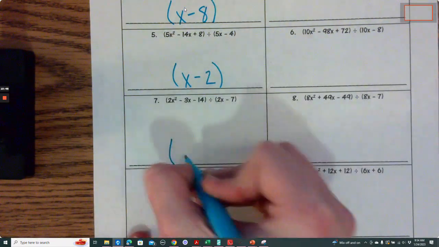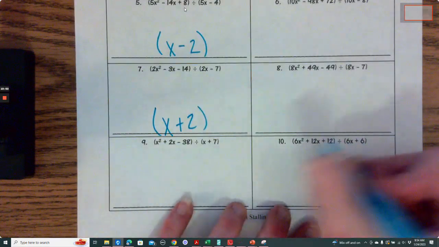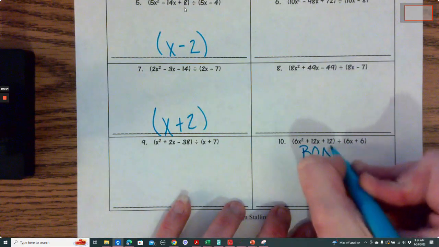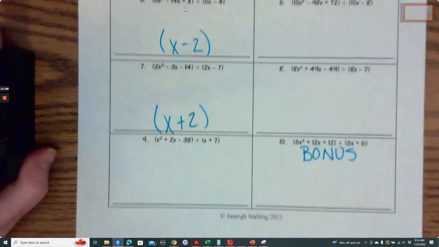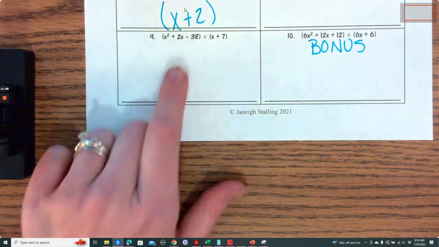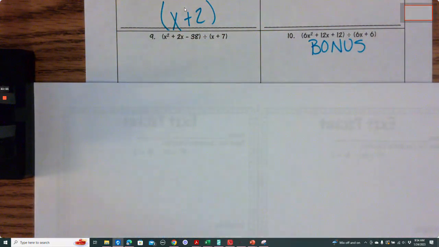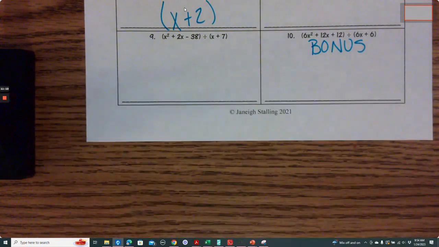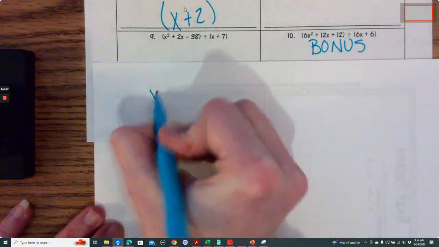All right, I am going to work number 9, but number 10 is bonus. This one has a remainder. And the remainders are what makes this difficult. And I'm not going to make you do a remainder question, okay? But I'm going to show you how to do it. So number 9, get a piece of paper here. Number 9. All right. First thing goes in the box.